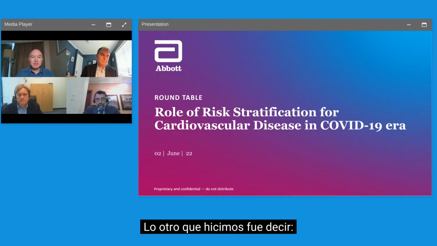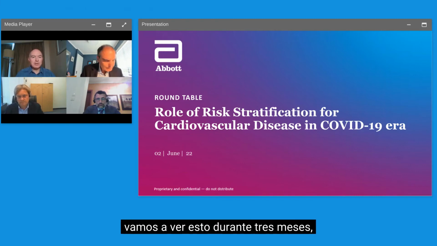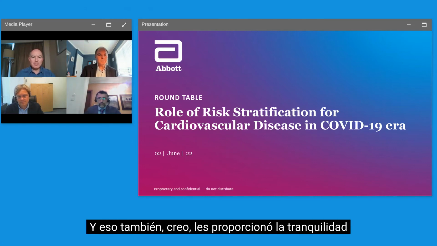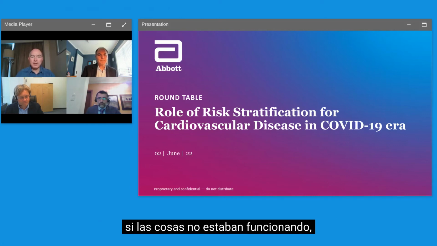The other thing we did was we said, this isn't a permanent change. We're going to look at this for 3 months, just 3 months. And if it's not working out, then fair, we won't use this test. And that also, I think, provided them the reassurance that we weren't fully invested right off the bat, that if things weren't working out, that we could always back away.